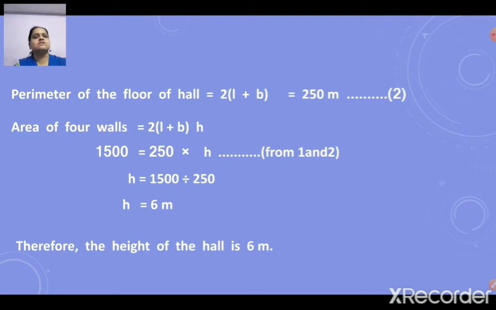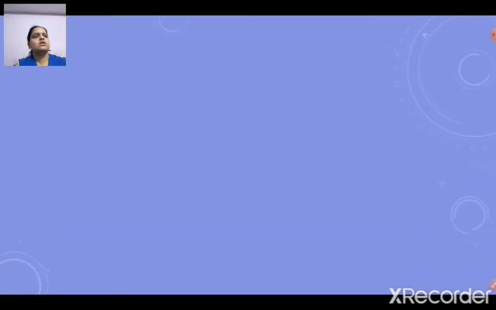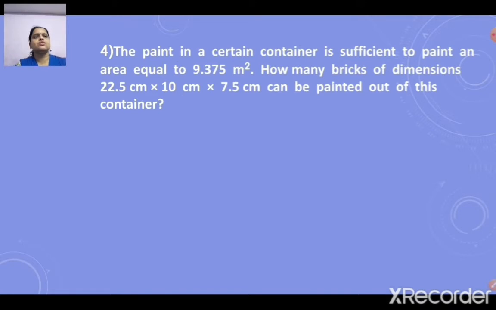Substitute in the lateral surface area to get the H value. Okay. So let us continue with the next sum. Question number 4. The paint in a certain container is sufficient to paint an area equal to 9.375 meters square. How many bricks of dimensions 22.5 centimeter into 10 centimeter into 7.5 centimeter can be painted out of this container? Are you getting this point?